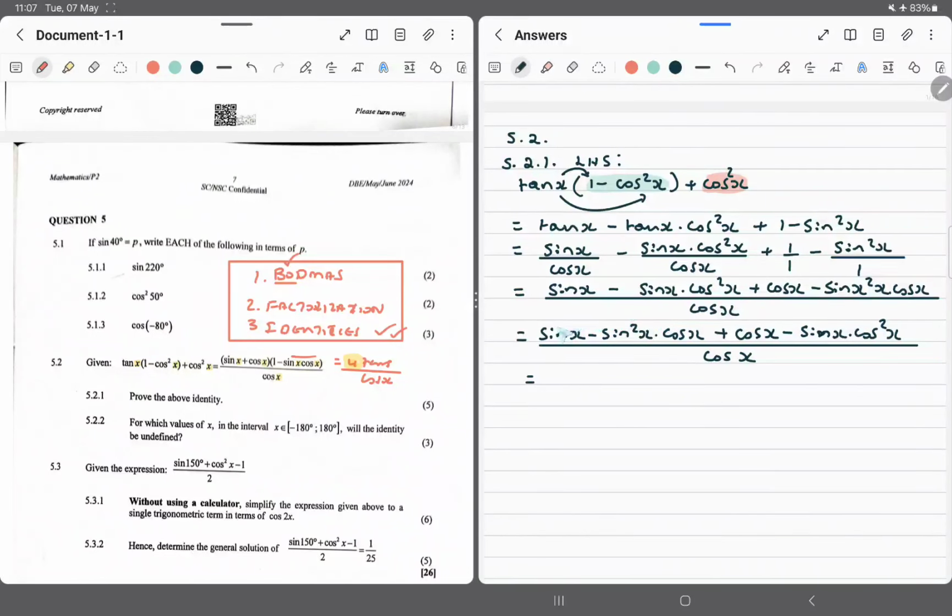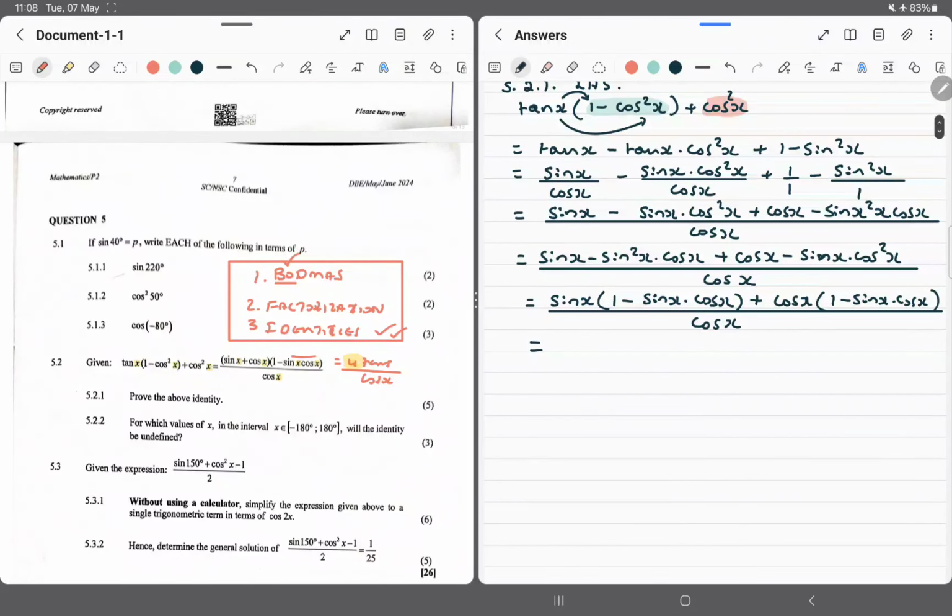First, we take the highest common factor between those neighboring terms. This is sine x. Now this is 1 minus sine x cos x, plus here we take cos x. What we remain with is 1 minus sine x cos x all over 1. Not 1, but cos x. All over the show, indeed. Talking nonsense at the same time.